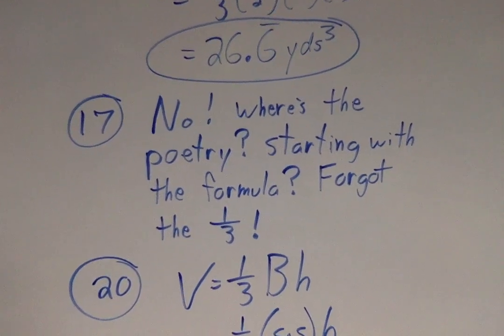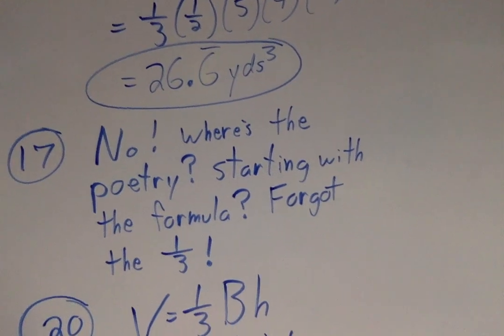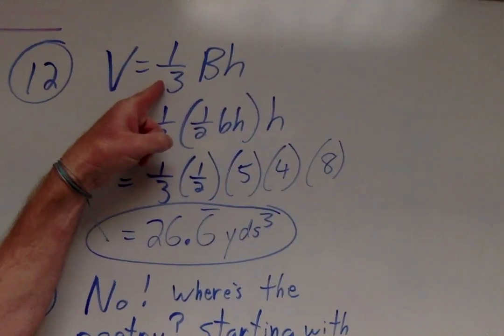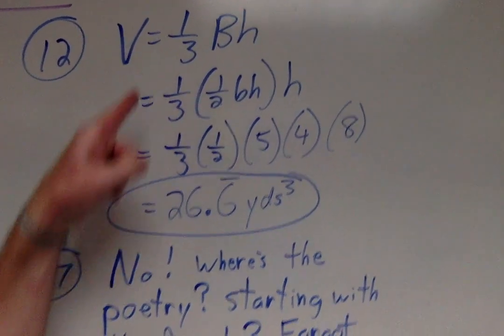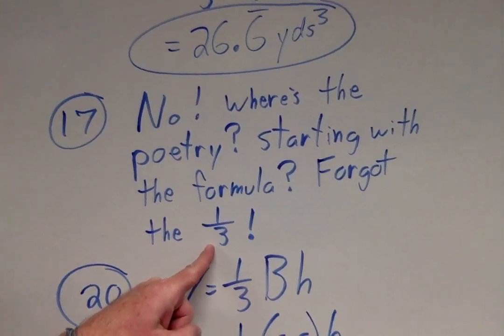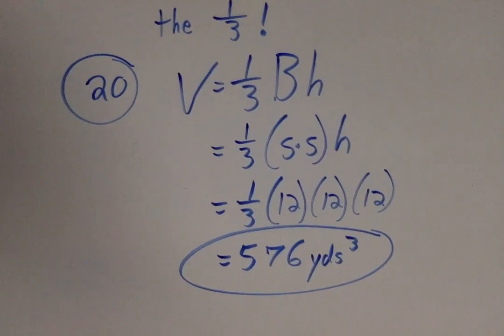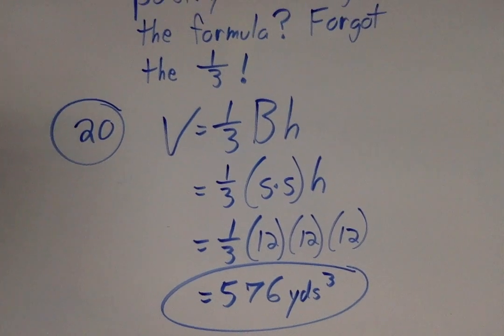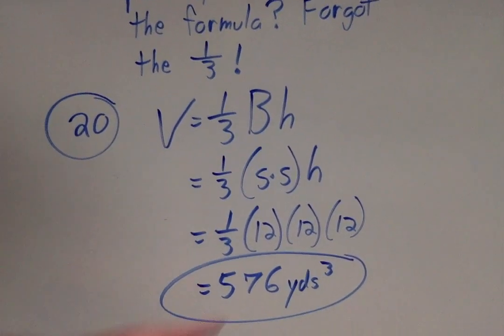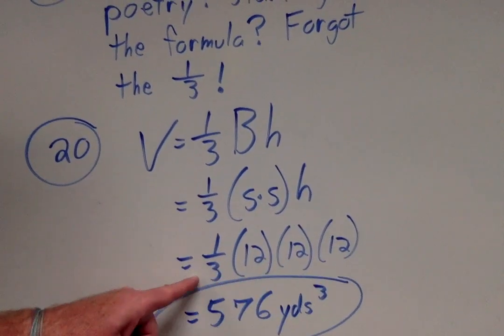Number 17, did they do it right? Haven't you learned yet? No, they have not done it right. Where's their poetry? You got to start off with that formula. Start with the formula, you don't forget what to do. But if you don't write down the formula, you might forget to multiply it by 1/3 or divide it by 3. That makes them wrong. And finally, number 20, my man Da Vinci's got his parachute here. That was 12 by 12 by 12, everybody. Some of you put in a 24 in here. Be careful. 12 times 12 times 12 divided by 3, we get 576 yards cubed. That's right, everybody, yards cubed.